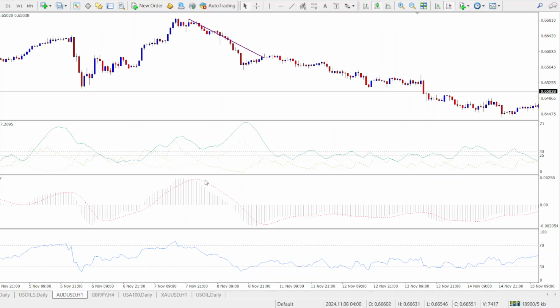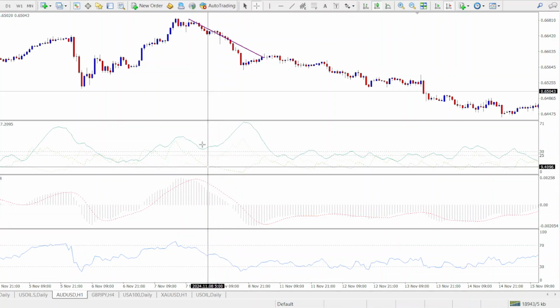But the MACD was pointing downwards, showing that there is sell momentum. The histogram bars were getting shorter, showing that bullish momentum was losing steam. And eventually it crossed below the zero line downwards. The RSI was trending downwards, showing that there is bearish momentum. So we got our confirmation from the three indicators.